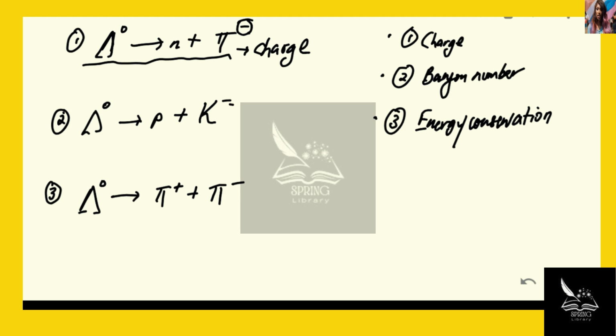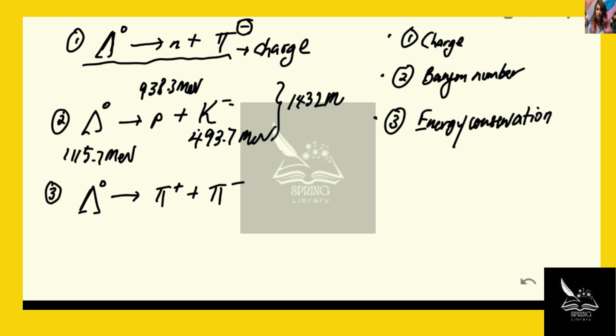Now looking at the energy conservation, the lambda baryon has a rest energy of 1115.7 MeV. The proton has 938.3 MeV, and the kaon is 493.7 MeV. So these are the rest energies. However, if you were to add the final products together, the rest energies, we get 1432 MeV, which is greater than our rest energy of the lambda baryon.